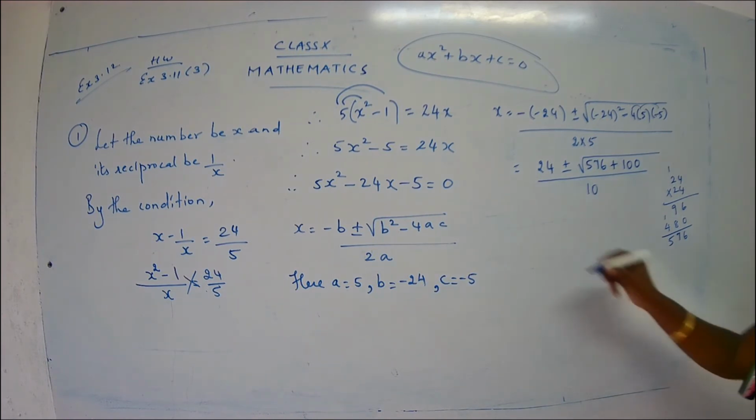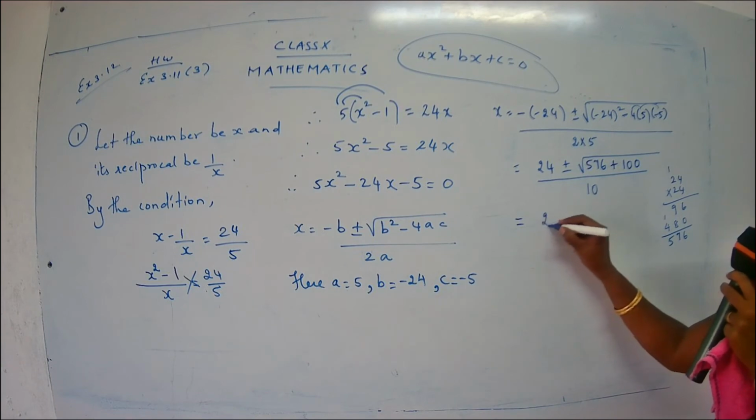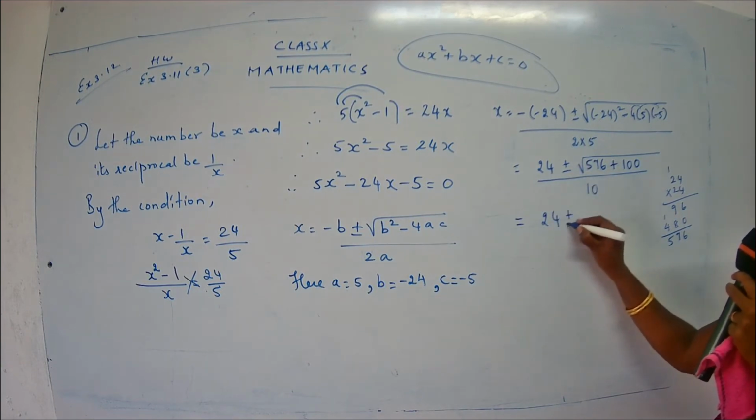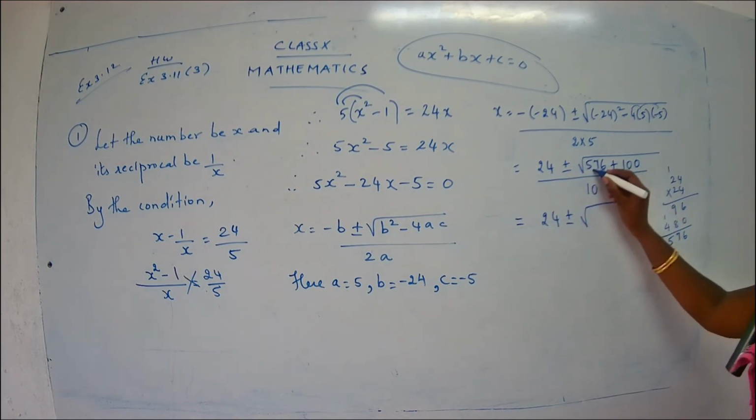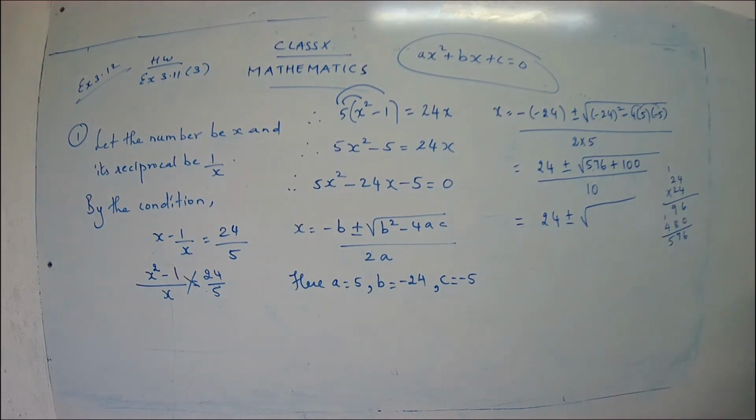Okay. Now let's proceed further. So this is equal to 24 plus minus. This is very easy calculation. What is 576 plus 100?